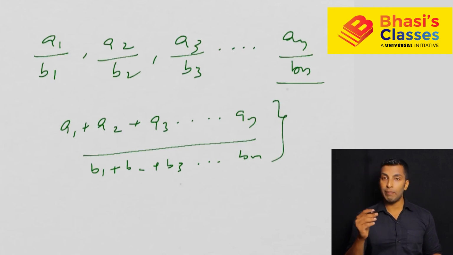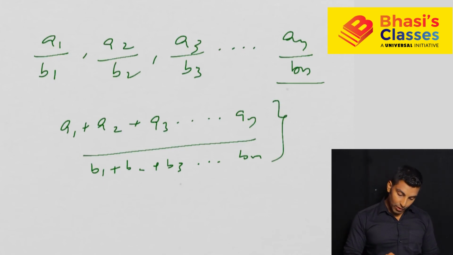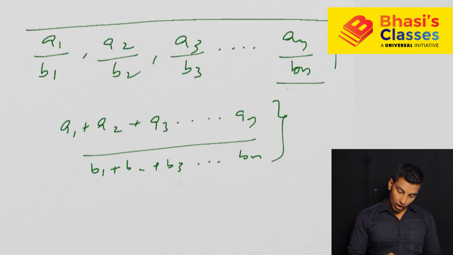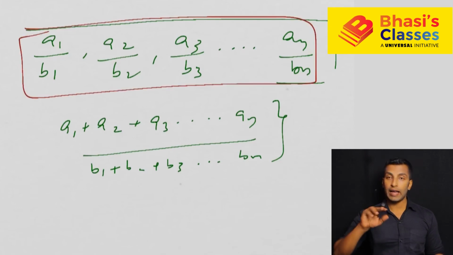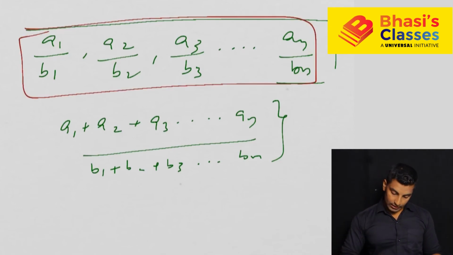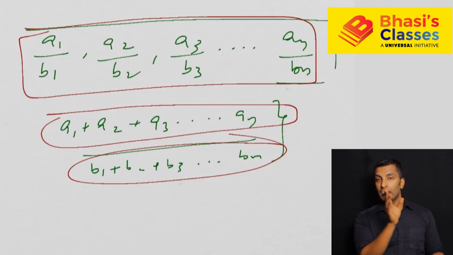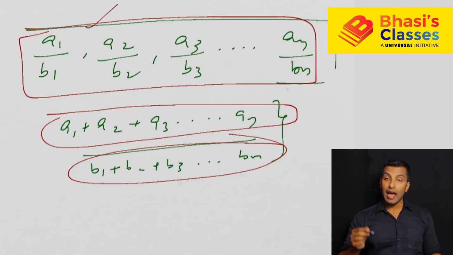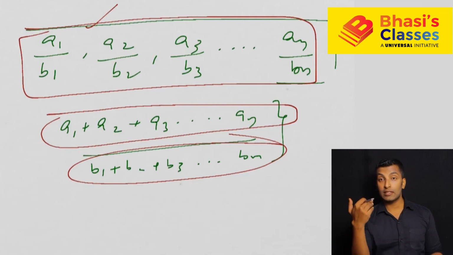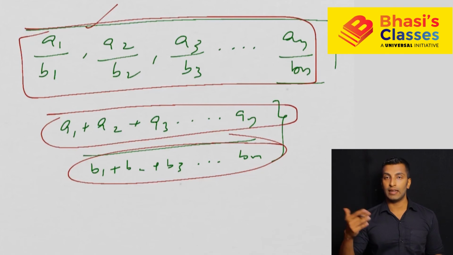Now this will lie between the lowest among these ratios and the highest among these ratios. So if you take the sum of numerators and the sum of denominators, and take the ratio between them, that will lie between the lowest among these and the highest among these. So this is very useful when you solve questions. We'll come up with examples in the next session.